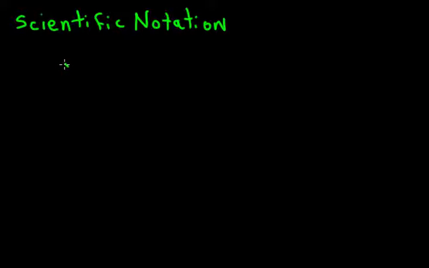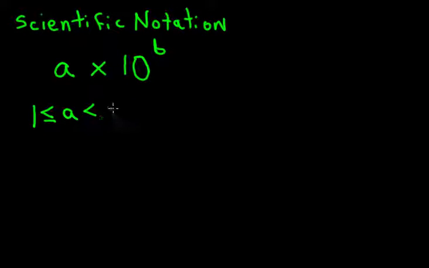It has what I'm just going to call A here, and then it uses an X for the multiplication sign, and it has the base 10 to some power B. Now A is greater than or equal to 1 and less than 10. So you're going to see numbers from 1 to 9.9999999 in the A portion of scientific notation.